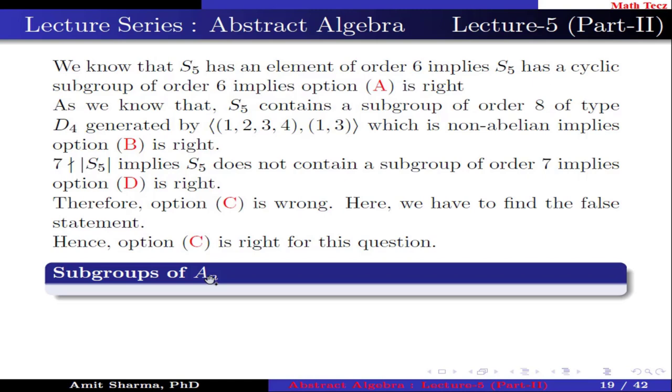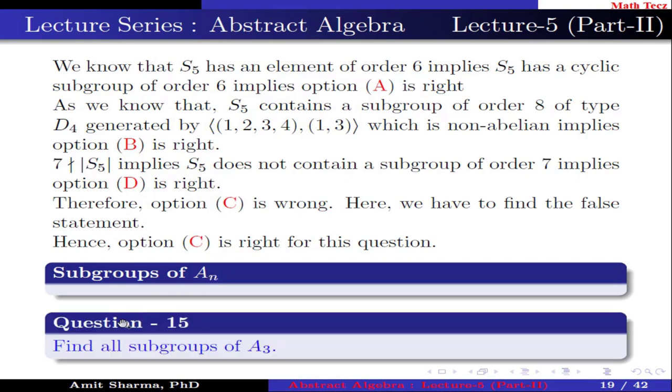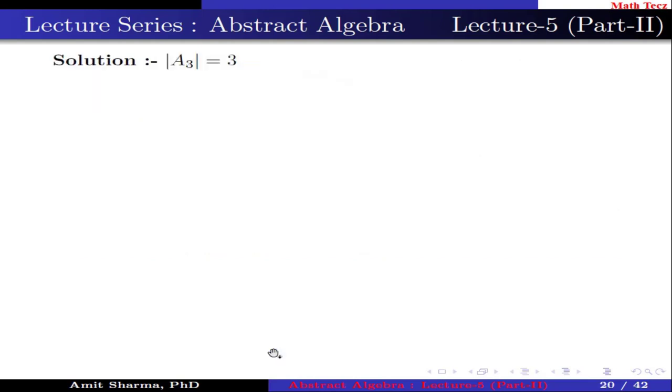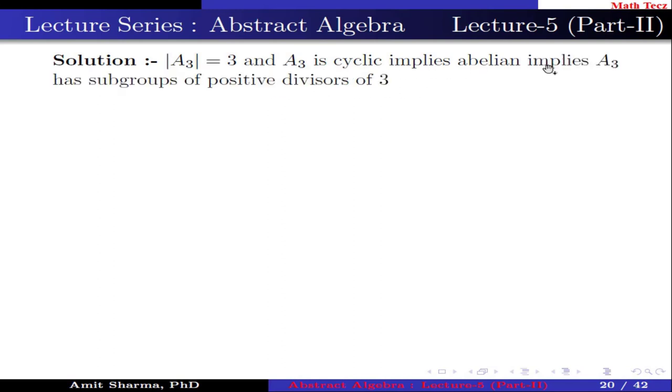Subgroups of An. Question number 15. Find all subgroups of A3. The order of A3 is 3. And A3 is cyclic, implies abelian. Implies A3 has subgroups of orders the positive divisors of 3, that is 1 and 3.